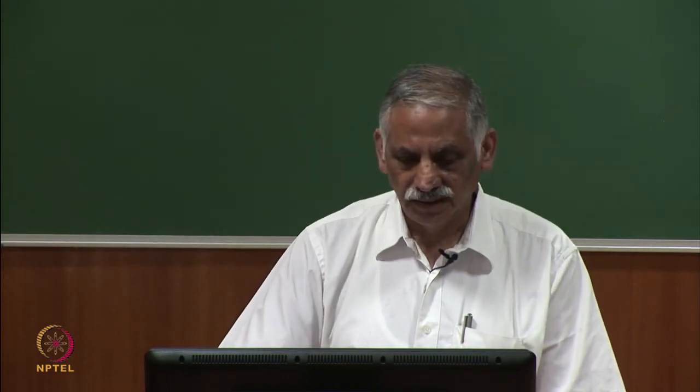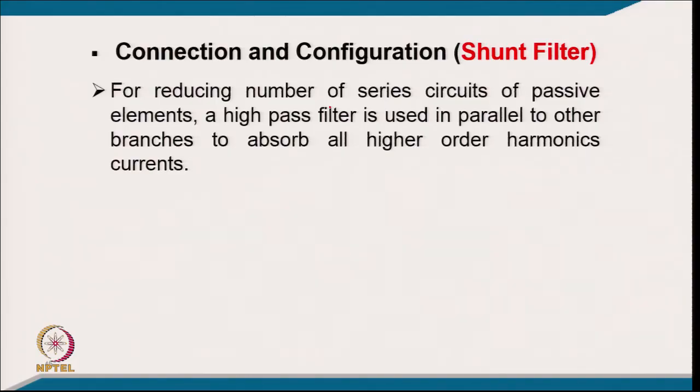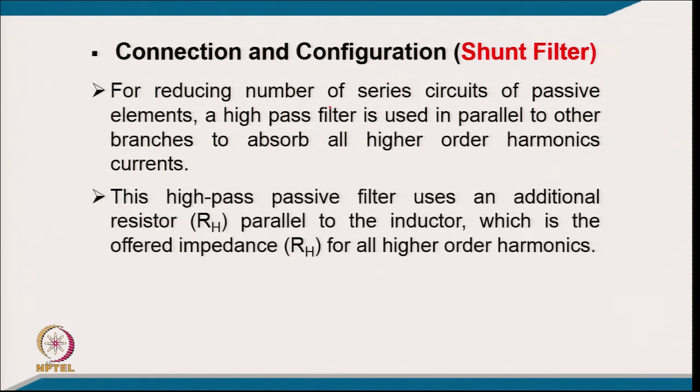And coming to the shunt filter again, for reducing the number of series circuits of passive elements, a high pass filter is used in parallel to other branches to absorb all higher order harmonic currents. The high pass passive filter uses an additional resistance in parallel to the inductor, which offers low impedance for all higher order harmonics, equivalent to that resistance only. Because the inductor will have very large impedance for higher order harmonics, but the resistance will not change. So, all higher order harmonic currents will flow through only this resistance.